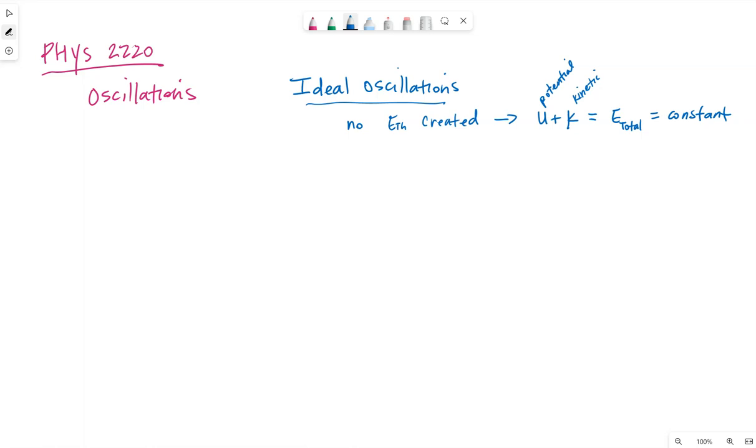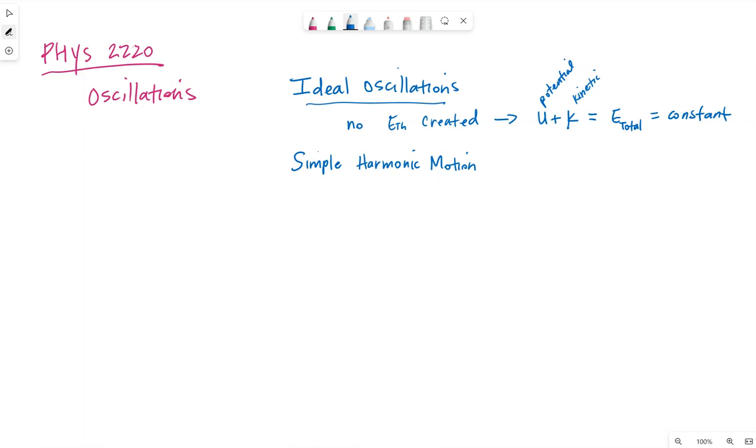Ideal oscillations, we call this simple harmonic motion. That's a common phraseology you will see relating to ideal oscillations.